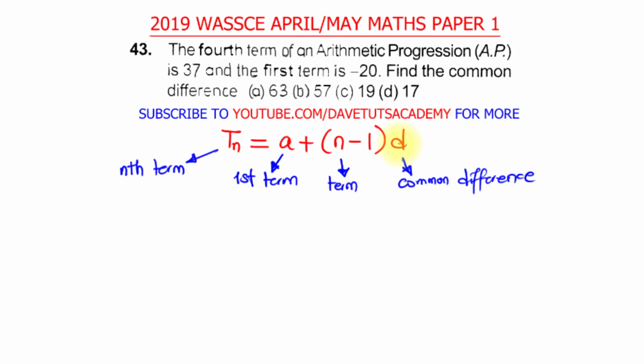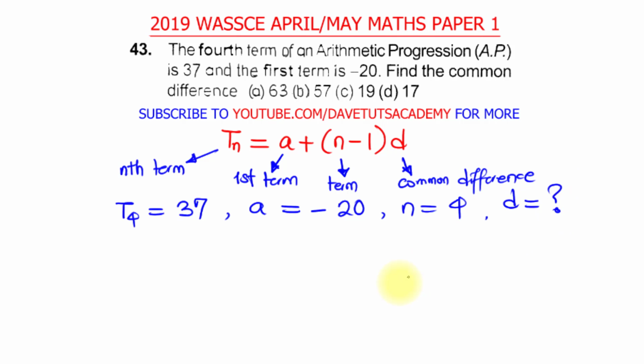If we have an understanding of this formula, we can look at the information that we are given. For example, we are given that the fourth term T4 is 37. Then we are told that the first term a is minus 20. Since we are talking about the fourth term, that means n is equal to 4, and we are asked to find the common difference d. d is an unknown in this particular case. Since we have all this information, we can plug them in for the fourth term so that we can find the value of d.